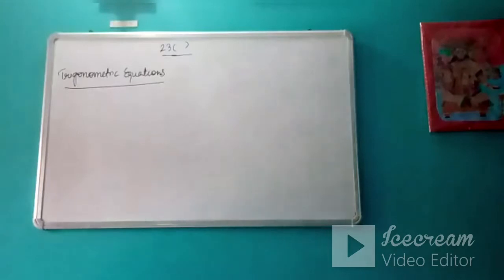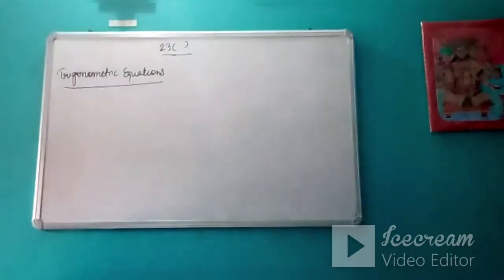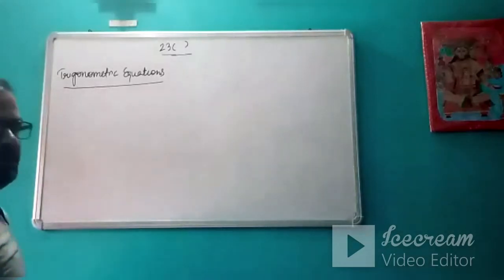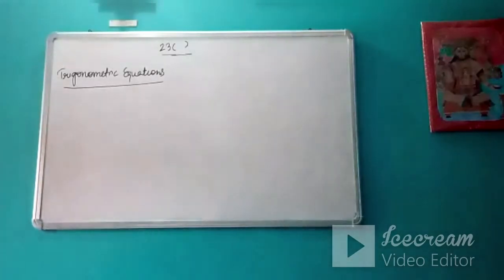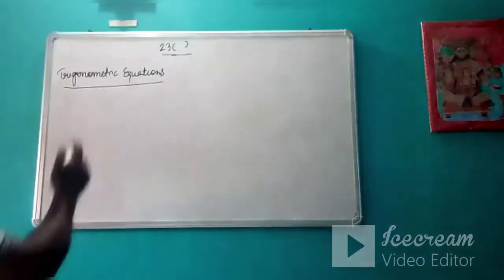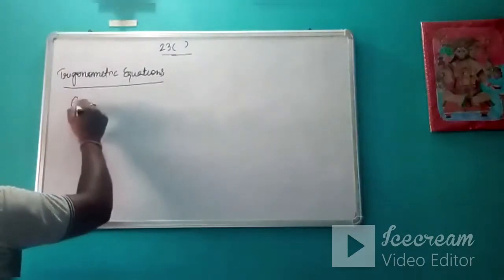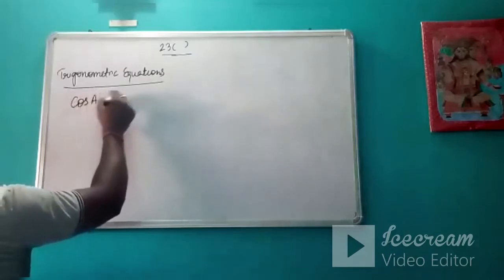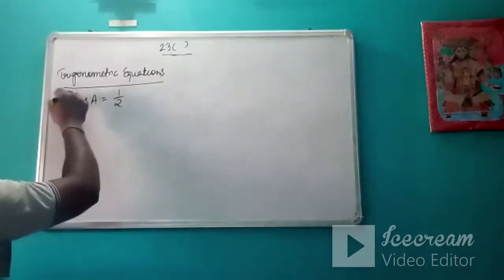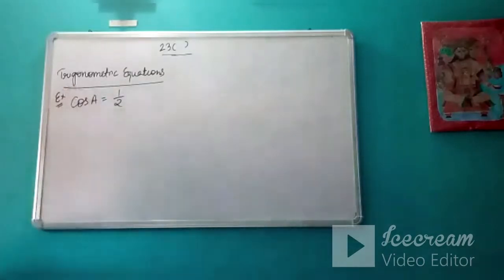Next topic of this chapter, and a very important one, is trigonometric equations. In order to solve trigonometric equations, you only need to know the standard values of the trigonometric angles. For example, suppose our equation is given like cos A is equal to 1 by 2. So it is a trigonometric equation. Now, how can you solve it?